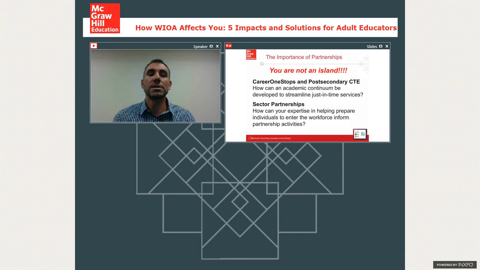Understand as part of this process that you are not an island. So those partnerships and the collaboration that you're going to hear repeatedly, it's both within the legislation, it's going to be within your state plan, and you're going to start hearing it as your state plans are rolled out. Collaboration and partnership are crucial for the success of your program.